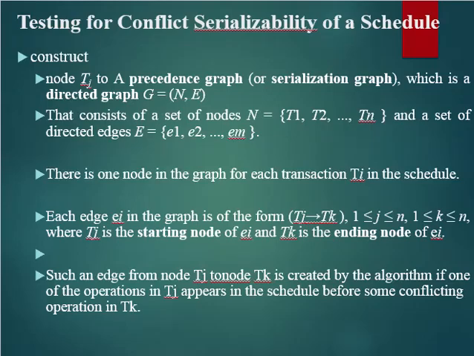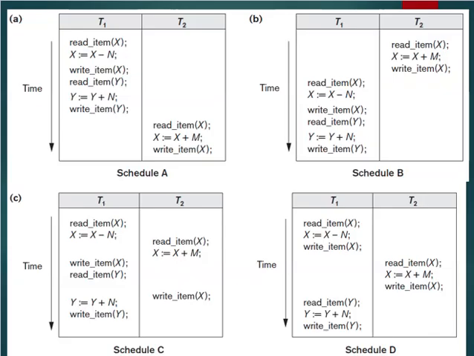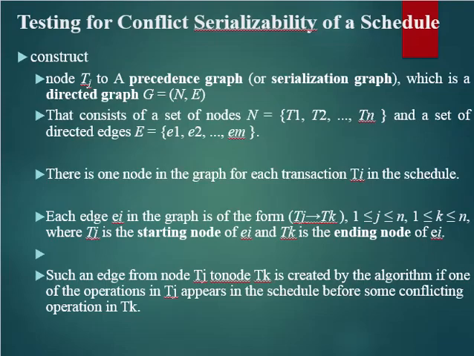Next we are moving to testing for conflict serializability of a schedule. I stated that it is difficult to find the serializability of a particular schedule if more than 3 or 5 transactions exist. In that case we go for a testing mechanism. This testing mechanism creates a graph based on the given transactions and the operations in the different transactions. So the testing is like that.